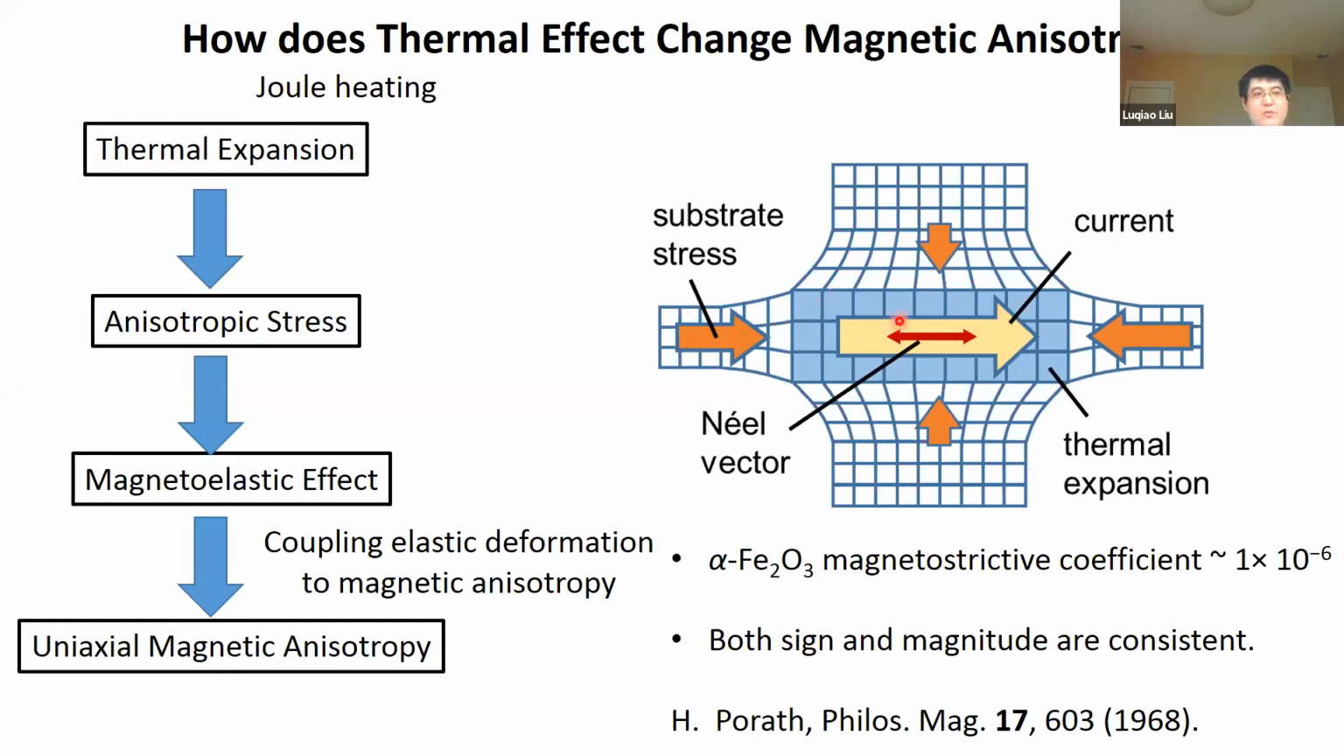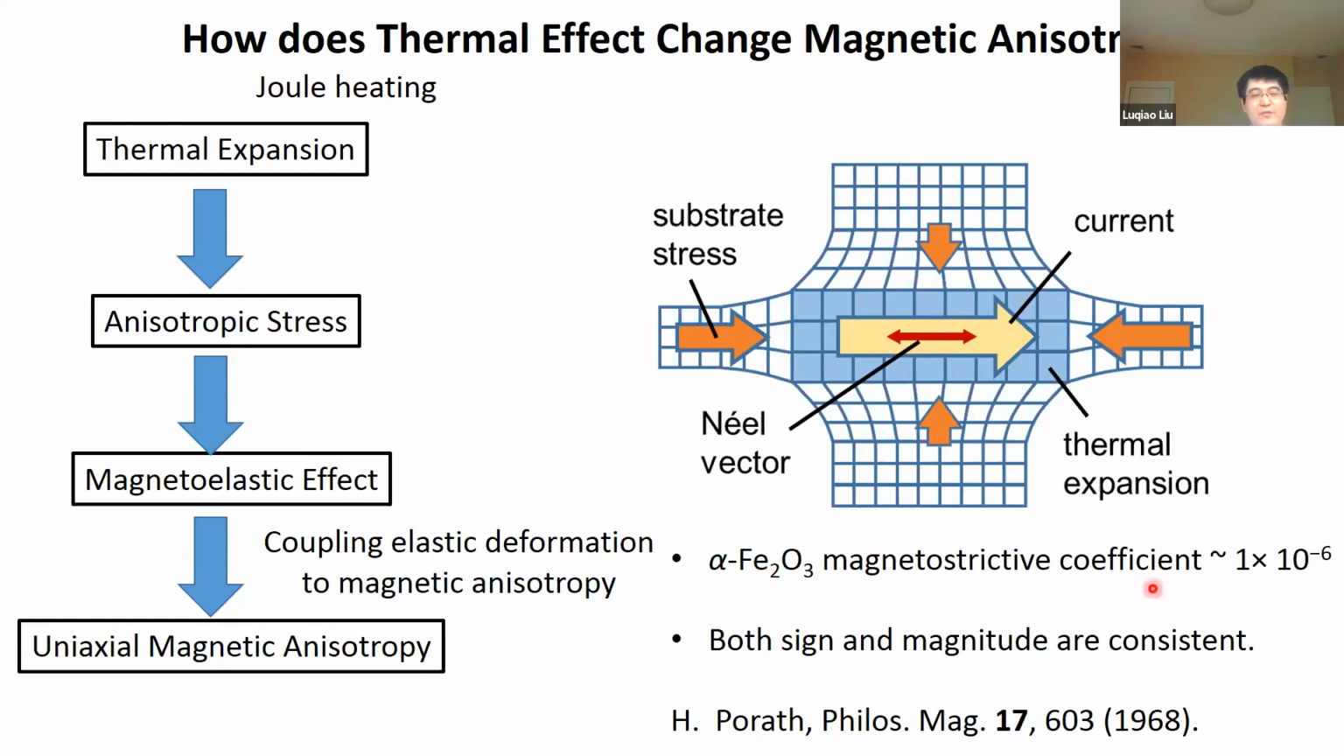The reason is whenever we do this kind of current-induced switching measurement, we have to make a long wire. So it is much longer in one direction than in the other direction. And correspondingly, the stress in the current flowing direction will be much larger than the stress in the transverse direction. So now you have a net stress from the substrate lattice. And then if your magnetic material has some magnetoelastic effect or magnetostrictive coefficient, then that can cause an anisotropy change.